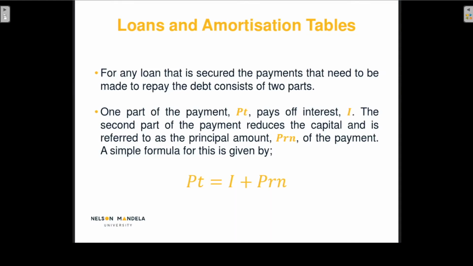Now, for any loan that is secured, the payments that need to be made to repay the debt consist of two parts. One part of the payment pays off the interest, and we will indicate that with a capital I. And the second part of the payment reduces the capital and is referred to as the principal amount, PRN. So a simple formula can be given by the following: the payment consists of the interest part and the principal part.